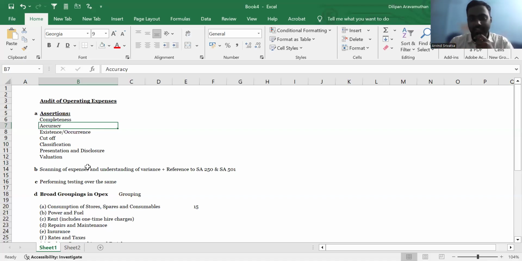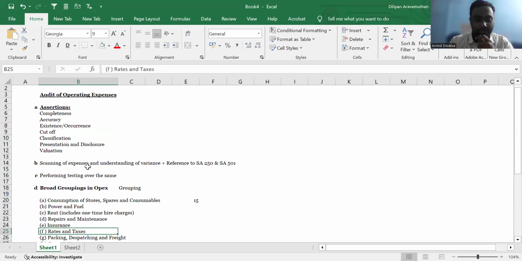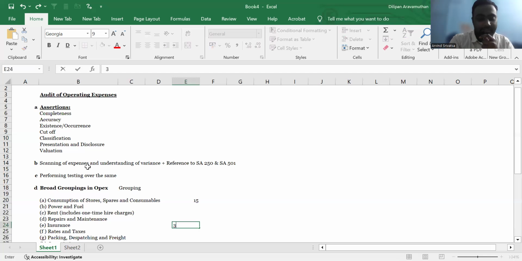Similarly, for operating expenses, what we will do is basically, as I mentioned here, GL dumps. Let us say, for example, consumption of stores is one of the line items. Or maybe let's take the example of insurance here, so maybe insurance would be better to understand. Let us say there is a line item called insurance, and insurance has rupees 30 as an expense.